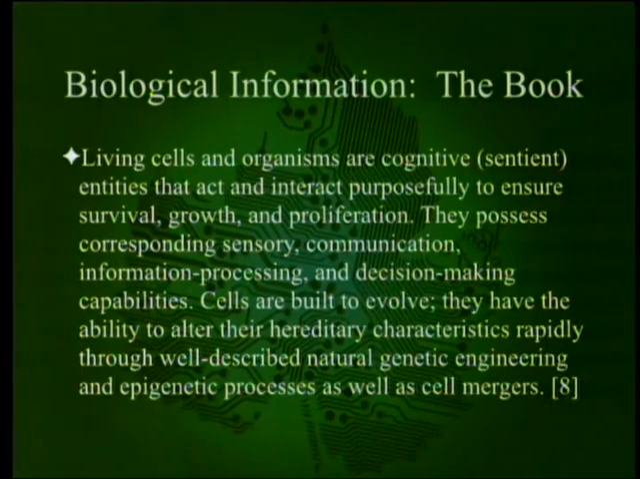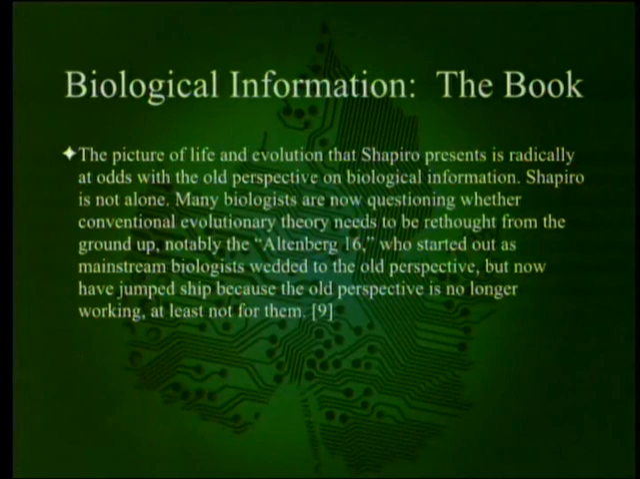Shapiro continues, "Living cells and organisms are cognitive, sentient entities that act and interact purposefully to ensure survival, growth, and proliferation. They possess corresponding sensory, communication, information processing, and decision-making capabilities. Cells are built to evolve. They have the ability to alter their hereditary characteristics rapidly through well-described natural genetic engineering and epigenetic processes, as well as cell mergers." The picture of life and evolution that Shapiro presents is radically at odds with the old perspective on biological information.